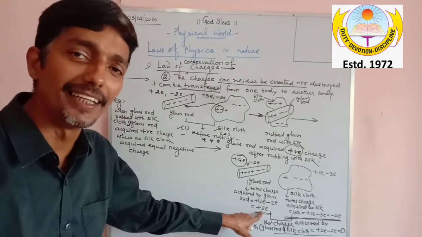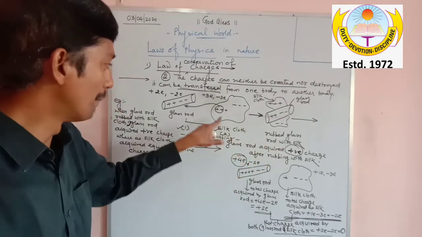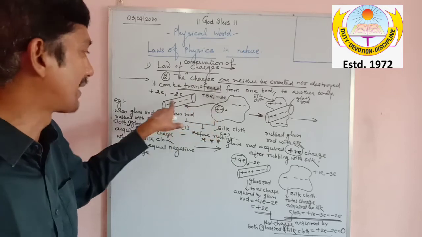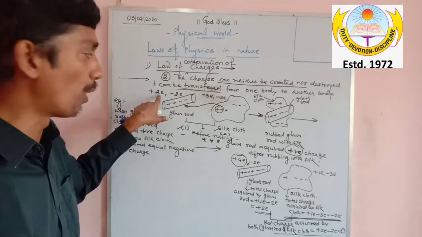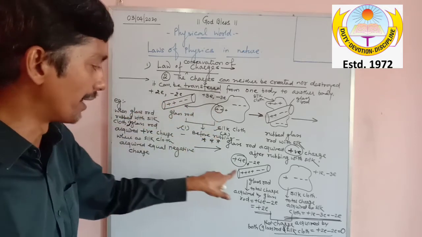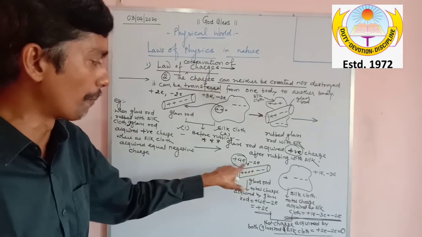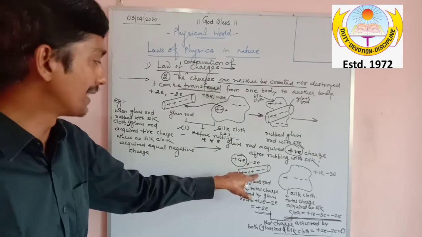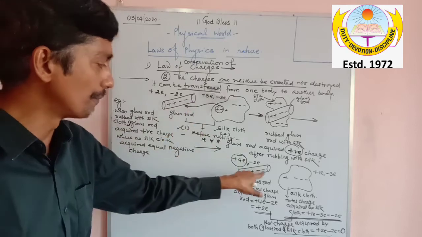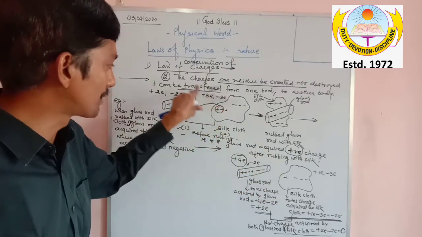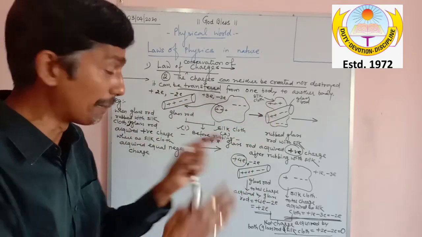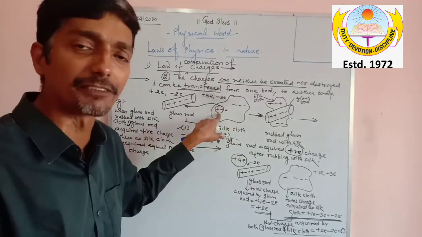Plus 2e. After transferring, I said assume like plus 2 charge transferred here. So plus 2 was already here, plus 2 is more transferred. Here it will be 1, 2, 3, 4, plus 4e. And minus charges is already there, that is 1 and 2. But two charges got transferred from here because of rubbing. Why is this charge transferred from silk cloth?